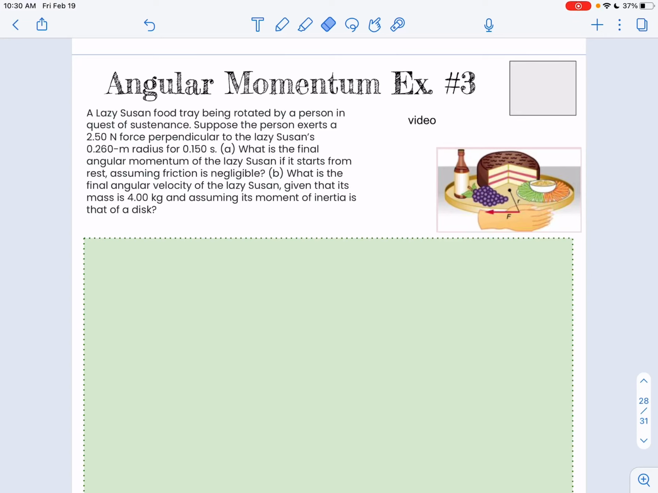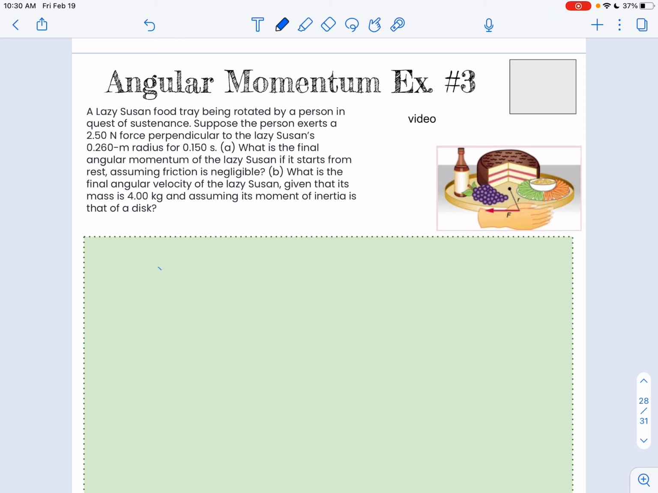All right, so a Lazy Susan food tray is being rotated by a person in quest of sustenance. Suppose the person exerts a 2.5 Newton force perpendicular to the Lazy Susan's radius for a certain amount of time. So if I'm thinking about what's happening here, I have this disc, and this person is applying a force to it in some direction.